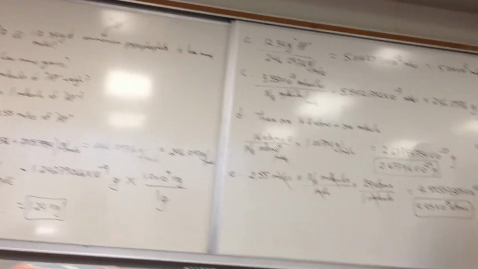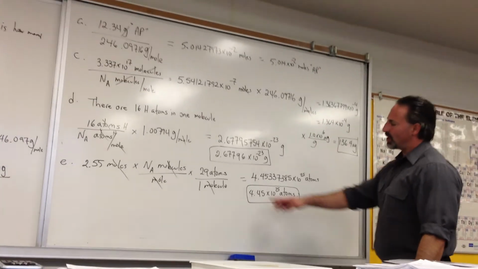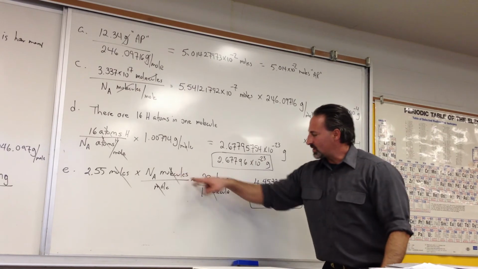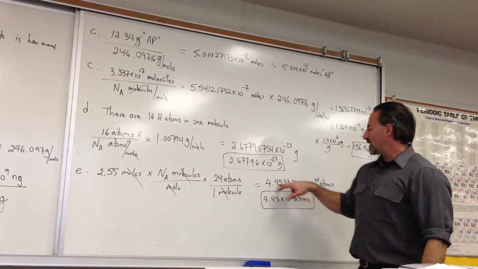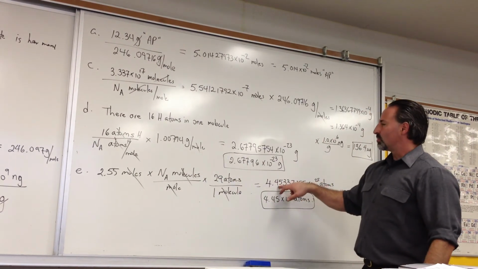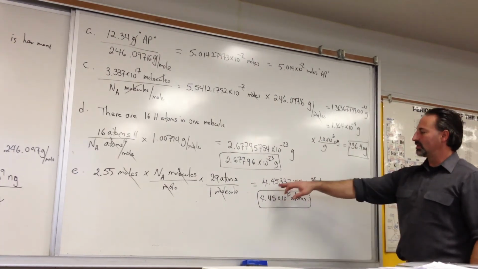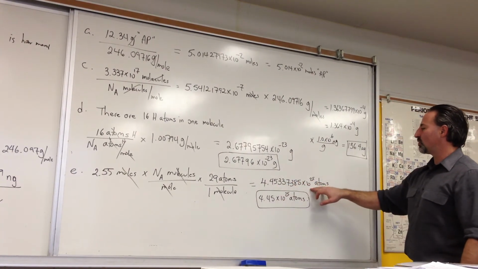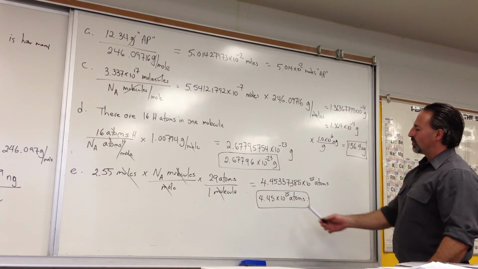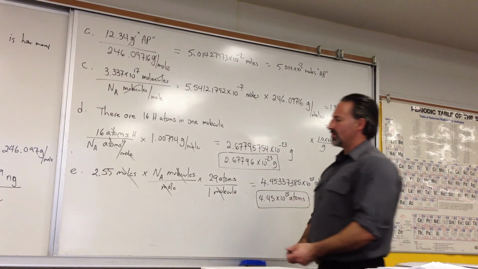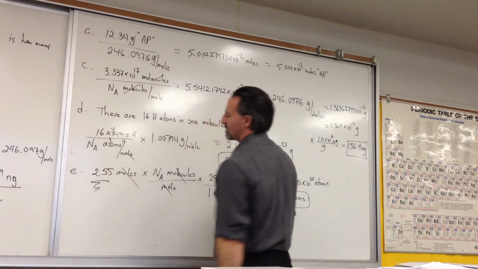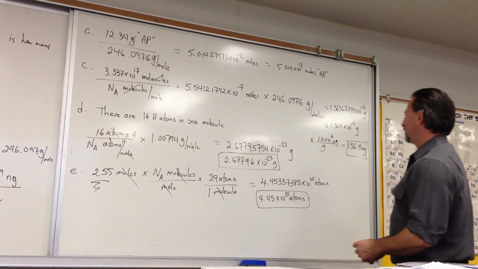ammonium pyrophosphate. So, 29 atoms per molecule allows us to cancel molecules. So the final answer will be in the number of atoms. So 2.55 moles of ammonium pyrophosphate will contain 4.45 times 10 to the 25 atoms. And we're only allowed, I think, 3 significant figures in this one because the significant figures is determined by that question. Okay.